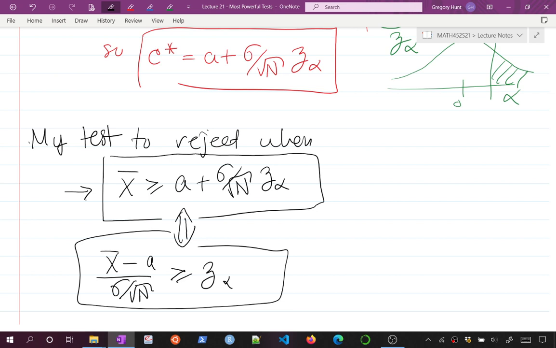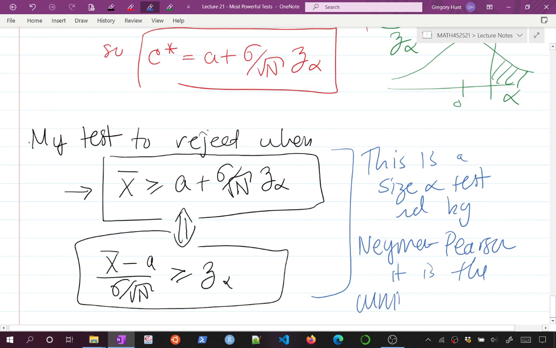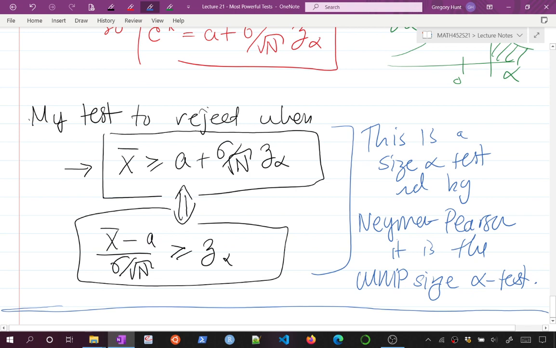And because if I choose that C star in that way, this thing is a size alpha test, and by Neyman Pearson, it is the UMP size, not level, size alpha test. So we can sleep well at night knowing that this is kind of the best thing to do.